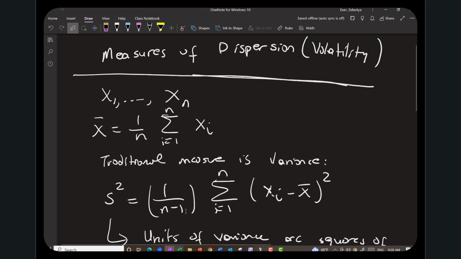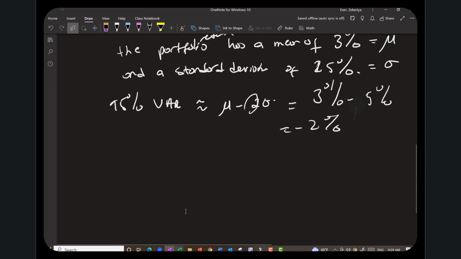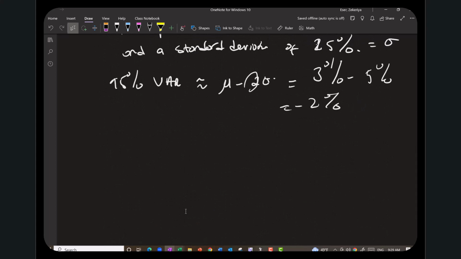So we need kind of a little bit robust alternative. And one alternative to this is, well, instead of squaring the deviations and taking the average, then taking the square root, what if we don't deal with any of the square root stuff? So one measure is mean absolute deviation, also known as MAD.